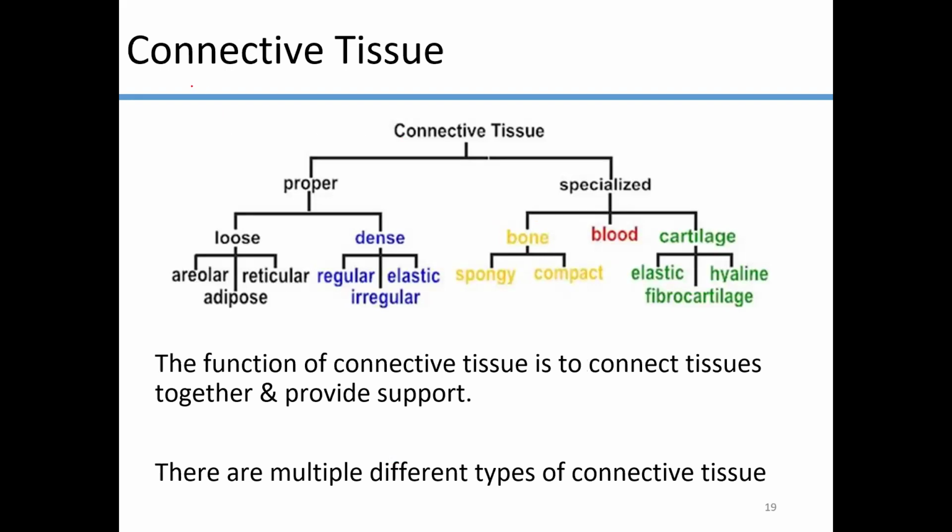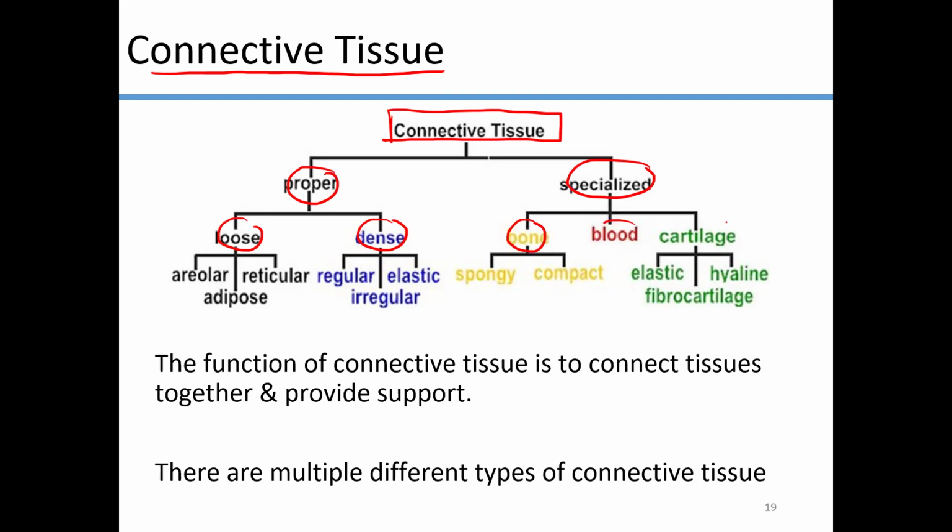So one of the very first tissues we're going to look at is our connective tissues. When it comes to our connective tissues, we're going to have two different types. We can have proper, which contain our loose as well as our dense connective tissues. And then we're also going to have our specialized tissues, which contain our bone, our blood, and then our cartilage. Now, one thing that they all have in common is that they connect tissues together as well as provide support. So again, they're going to connect tissues together as well as provide support. Those are the important characteristics of these connective tissues.